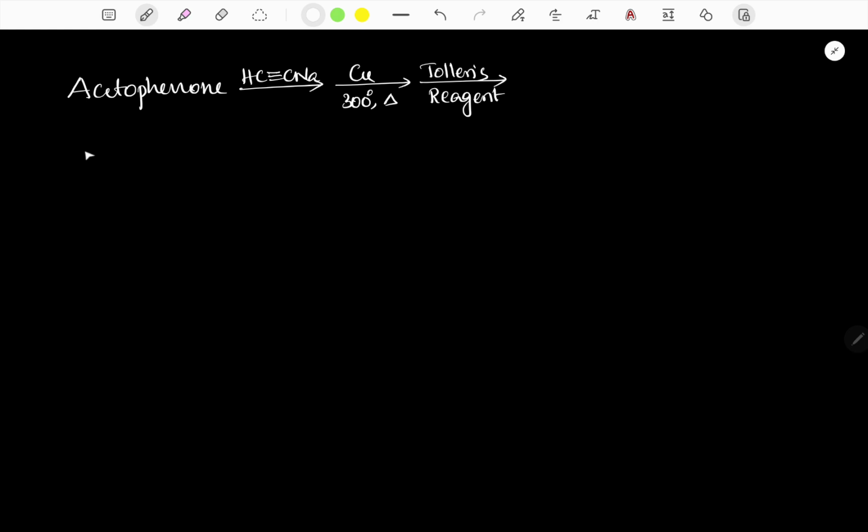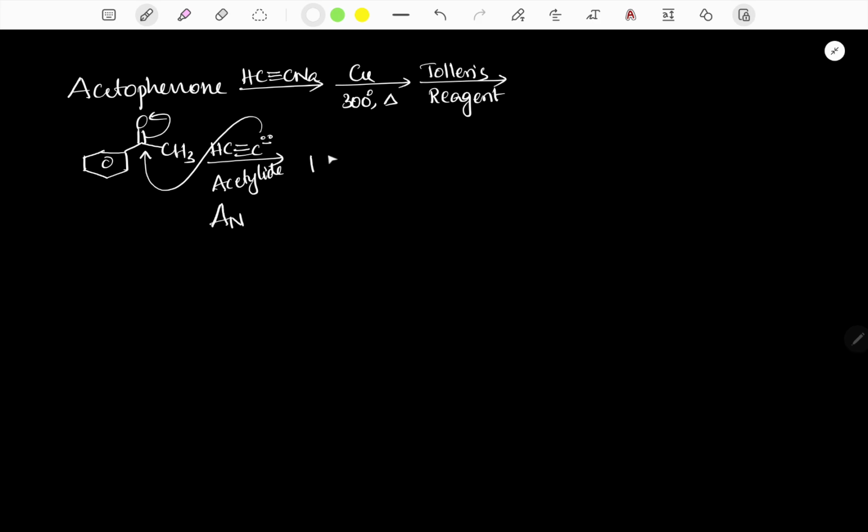Acetophenone. So the acetophenone structure is benzene, C double bond O, CH3. Acetophenone is treated with the nucleophile HC triple bond C minus. It is called acetylide, because from acetylene we remove the proton. So the ketone undergoes nucleophilic addition, and if I consider acidification, it gives the corresponding product like this.